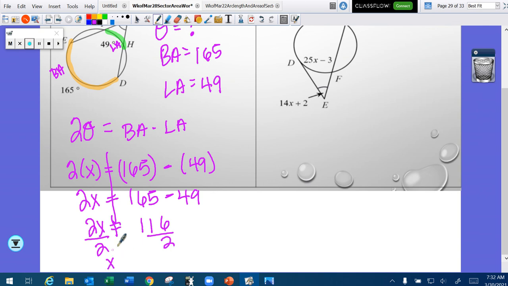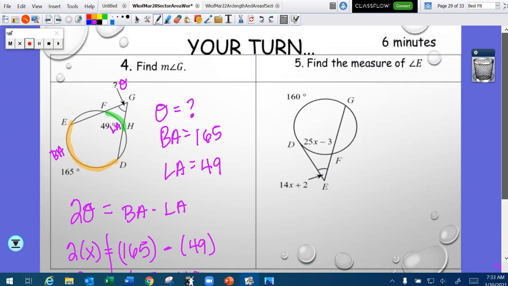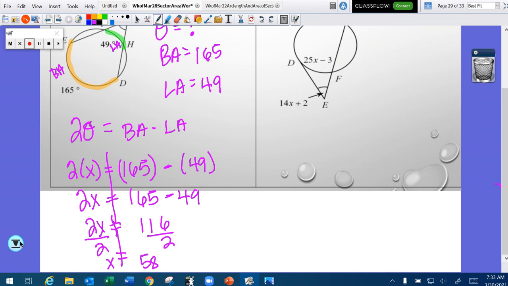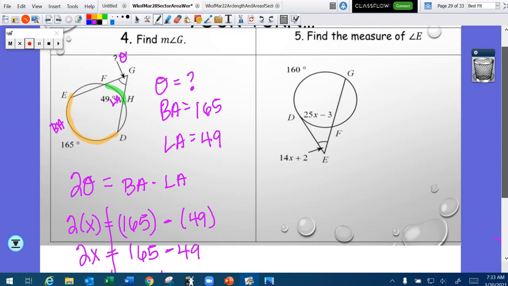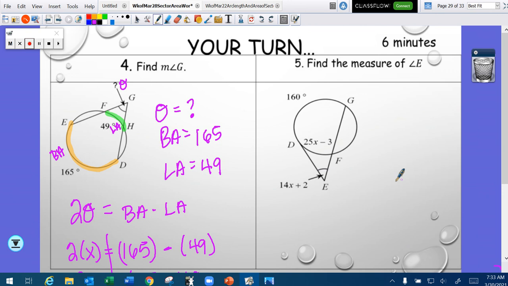So x equals 58. And then we answer the question. It says find the measure of G. G is just a question mark, so it's only one symbol. So we can say the measure of angle G is 58 degrees. All right, pause the video, try this one, and then you can get it back going.